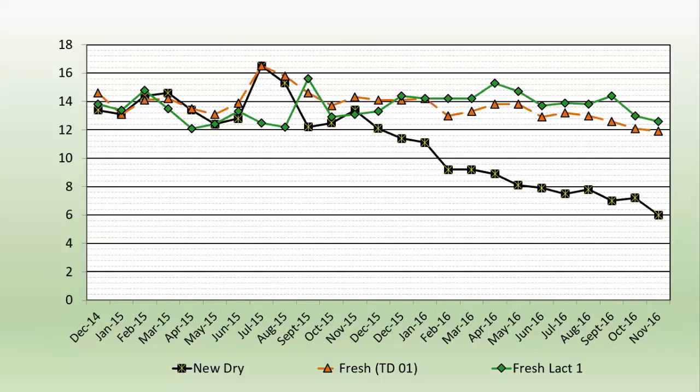The interesting one is the black line in the boxes. That shows you the percent of cows with a new infection over the dry period that we talked about earlier. That is, they had a low SCC at dry off and they were above 200,000 at calving. You can see in this herd there has been a steady decline for about the past year, from November 2015 to November 2016.